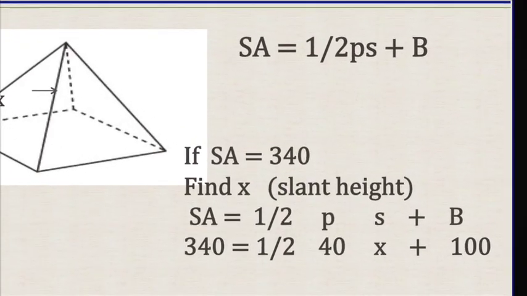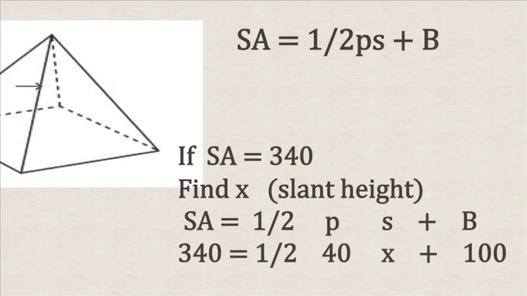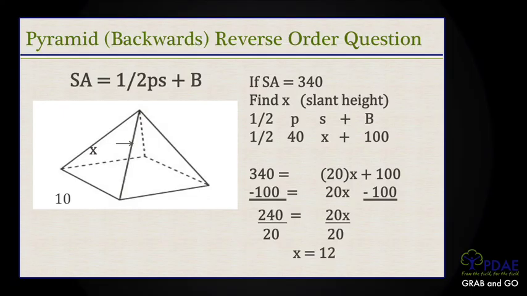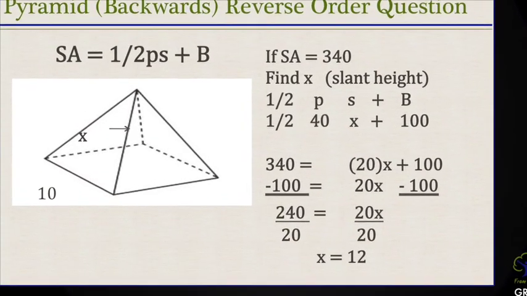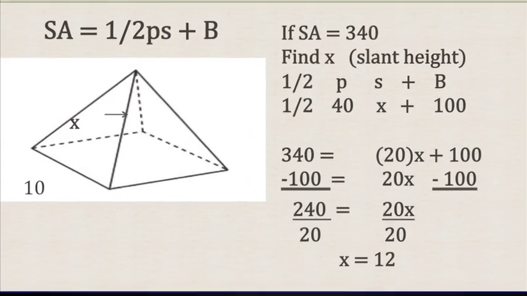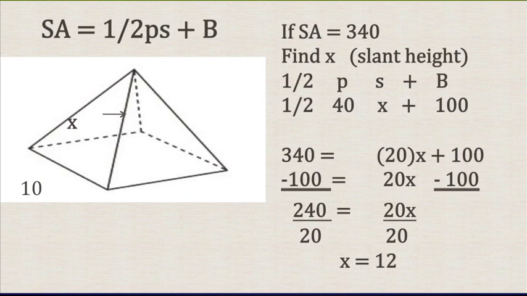So first, the perimeter is 4 times 10, or 40. We insert our x, and our base will be side times side, 10 times 10, or 100. So let's substitute the numbers that we have so far. 340 will equal half of the perimeter, which would be 20, times x plus b, or 100.